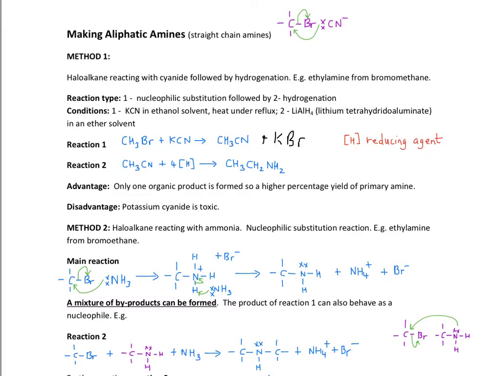So the first step is a nucleophilic substitution reaction. The cyanide attacks the carbon as a nucleophile and the bromide leaves. And in the second stage, it's a reduction, the addition of hydrogen to the nitrile group. Notice that the carbon chain is now extended by 1, so an advantage of using cyanide is you get a lengthening of the carbon chain.